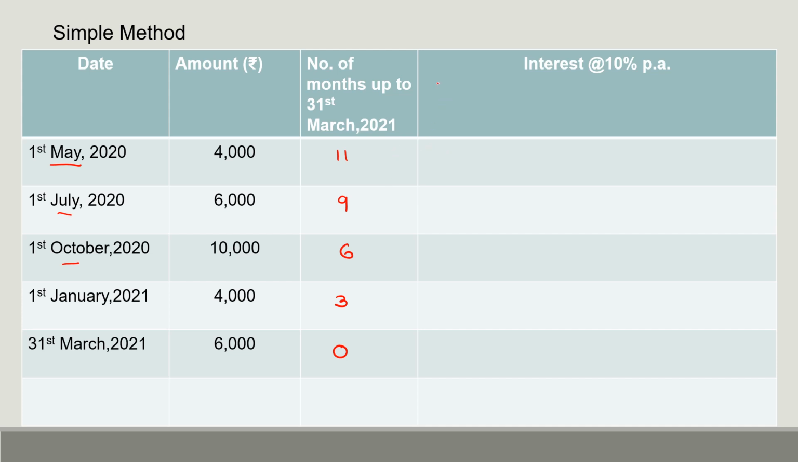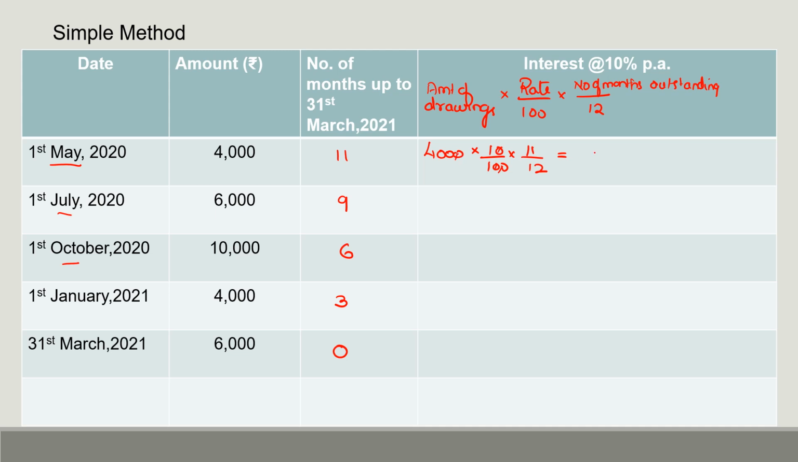So how do we calculate? It would be amount of drawings into rate of interest by 100 into number of months for which it was outstanding by 12. So the same thing will apply here. The amount of drawing is 4,000 into rate is 10% into the period is, out of 12 months, it was outstanding for 11 months.